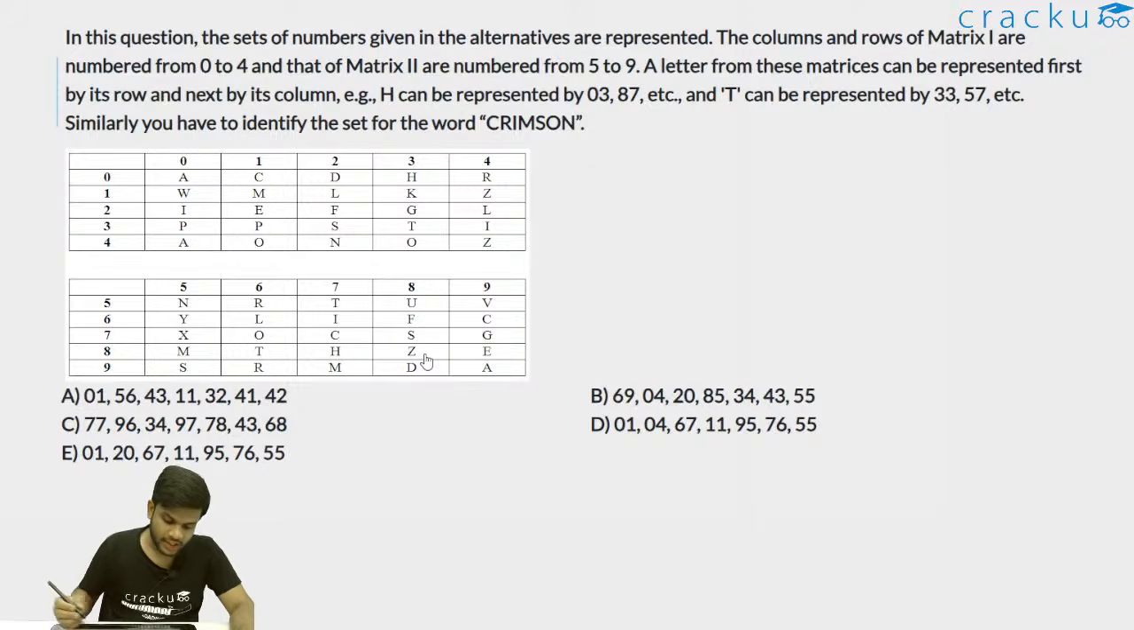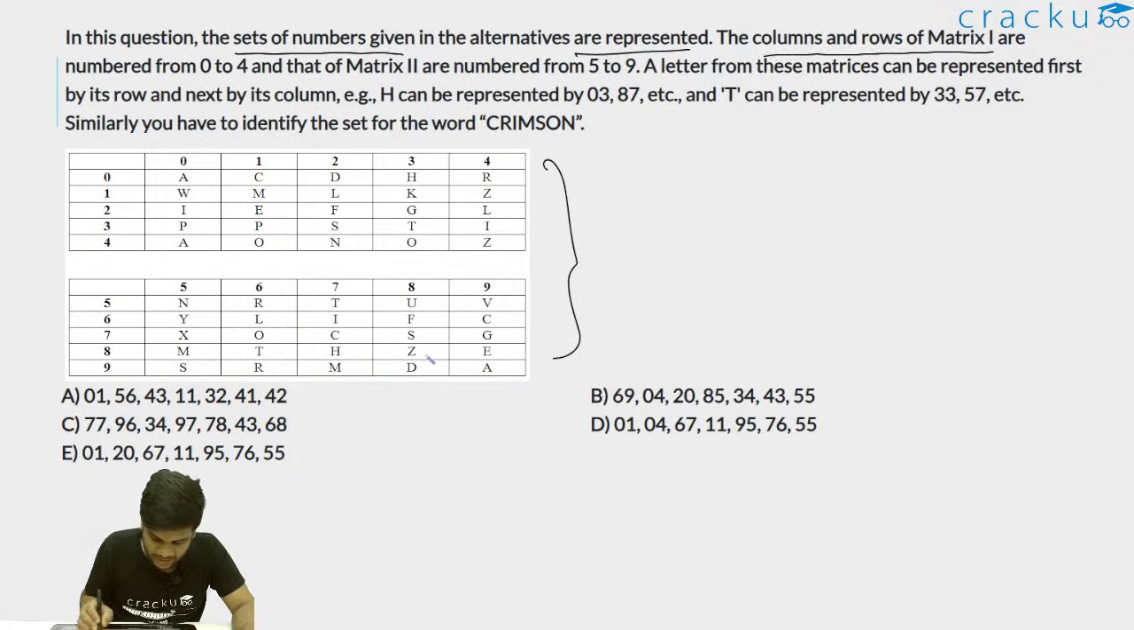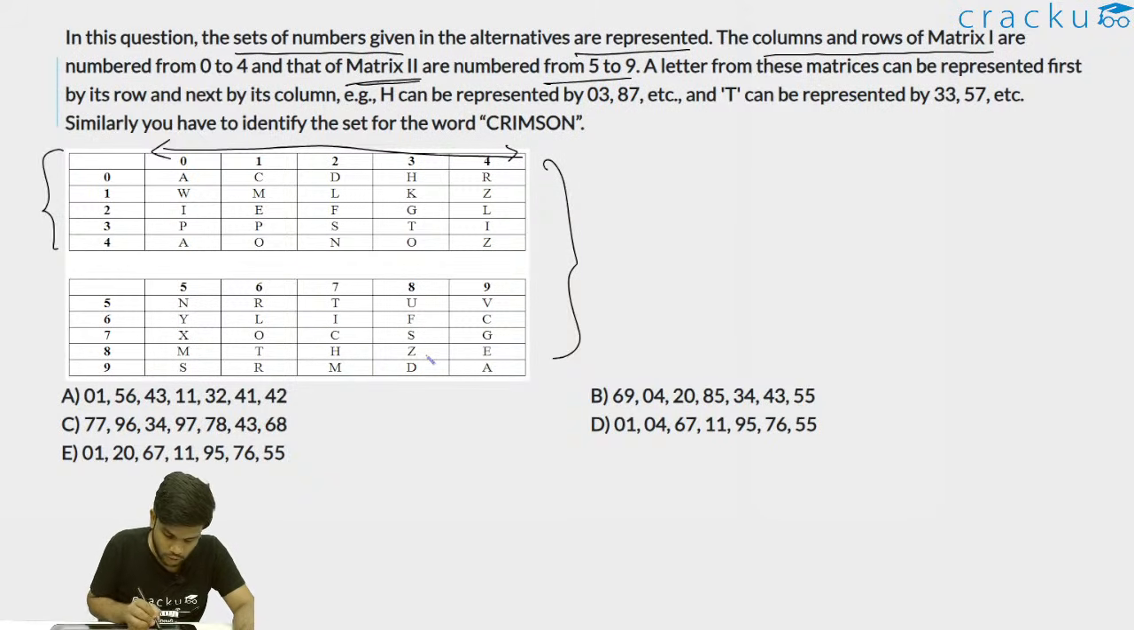Okay, so in this question it is given that the sets of numbers are represented in these two tables. The columns and rows of matrix 1 are numbered from 0 to 4 and that of matrix 2 are numbered from 5 to 9. So in matrix 1 the columns and rows both are from 0 to 4. In matrix 2 also the columns and rows are from 5 to 9.